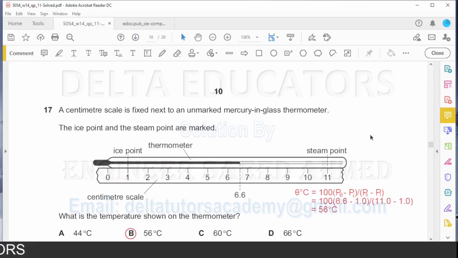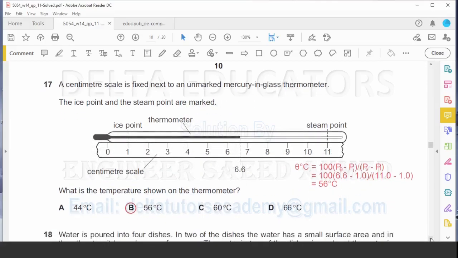Question number 17. A centimeter scale is fixed next to an unmarked mercury in glass thermometer. The ice point and the steam point are marked. Here this is ice point and here 11 it is steam point. What is the temperature shown on the thermometer? Here we have to find out the temperature at this point 6.6.